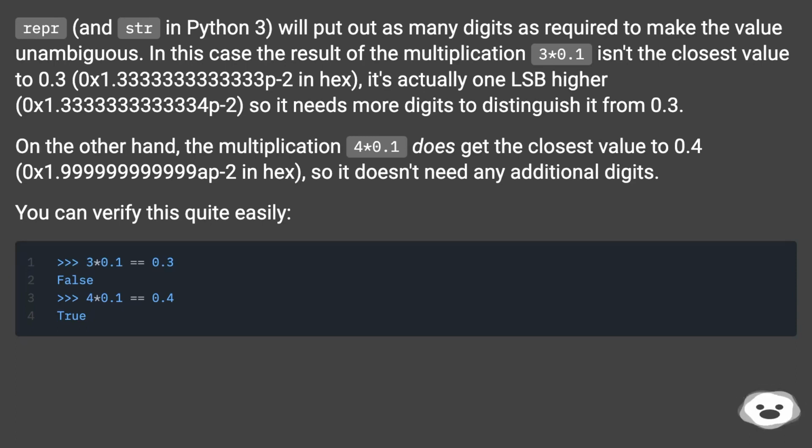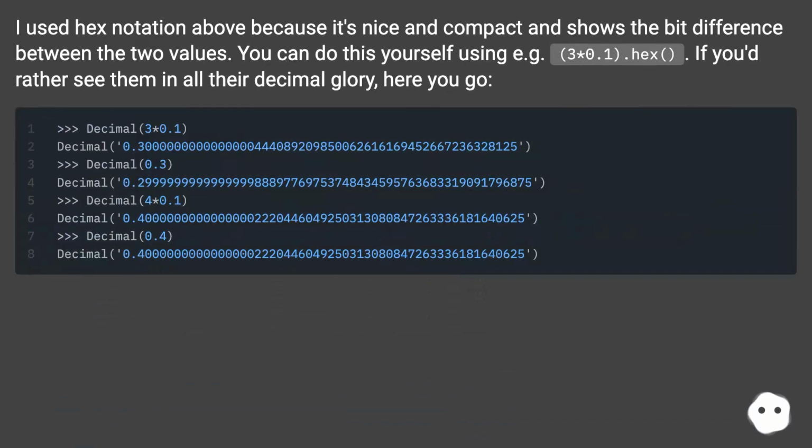You can verify this quite easily. I used hex notation above because it's nice and compact and shows the bit difference between the two values. You can do this yourself using, for example, (3 * 0.1).hex(). If you'd rather see them in all their decimal glory, here you go.